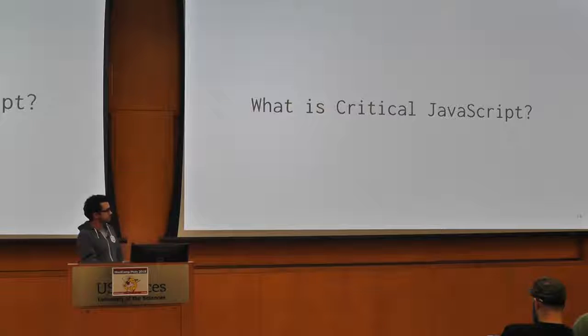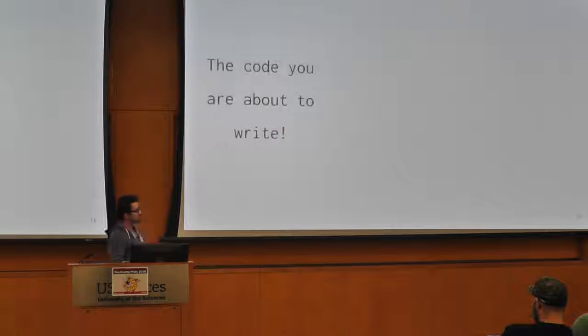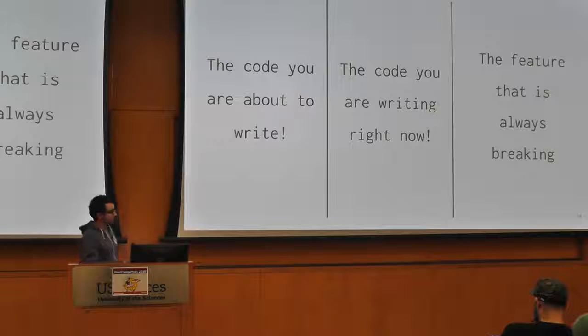So we've answered the first half of the title of this talk, but let's talk about what your critical JavaScript is. And it's, lo and behold, all of your JavaScript, which isn't a helpful answer. So let's break it up a little bit. It's the code you're about to write, the code you're writing now, or the feature that is always breaking. Nine times out of 10, it's the feature that is always breaking.